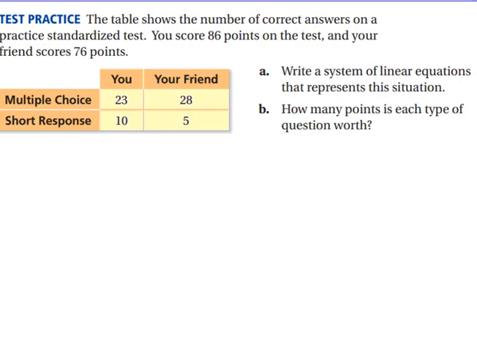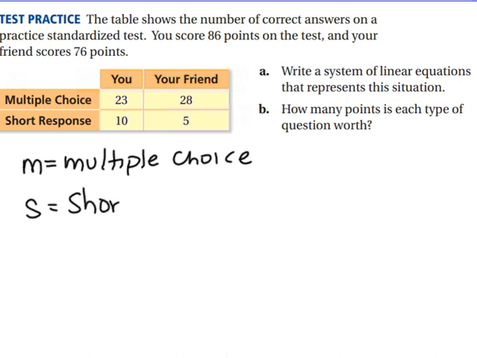All right, final example for our notes today is a word problem and how to set that up. So in the table, we have some results of a test that you and your friend both took. Part A, write a system of linear equations. My suggestion is to always write down what your variables are and what they represent. We're trying to figure out the number of points that each type of question is worth. So if I say that M represents multiple choice, and S represents short response, then at the end, it's really easy to tell what goes with what.